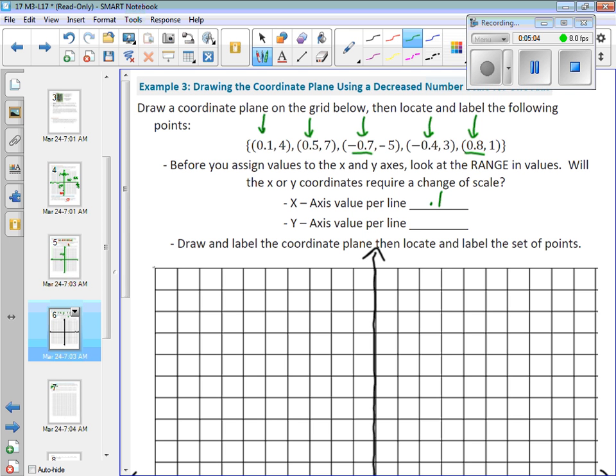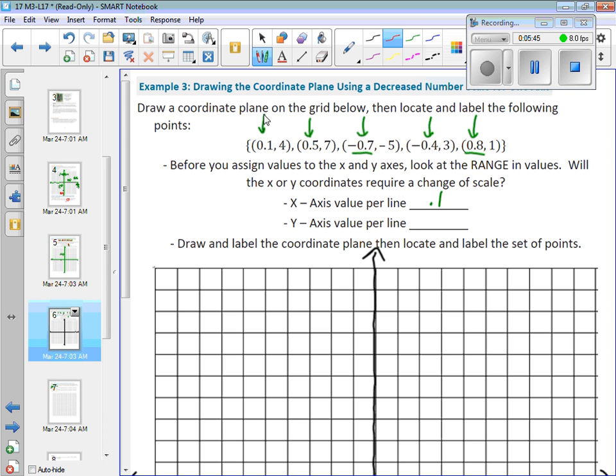My lowest is negative 0.7, and my highest is 0.8, just on my x. I haven't looked at my y yet. Where did I lose you? Looking at my x's, what's my lowest? 0.1, 0.5, negative 0.7, negative 0.4, or 0.8? Well, my lowest is negative 0.7. My highest is positive 0.8. So it's going to fit by counting in tenths, or 0.1.